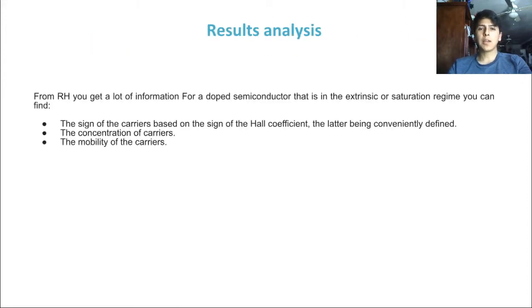The result analysis. From the Hall resistance, you get a lot of information. For a doped semiconductor that is in the extrinsic or saturation regime, you can find the sign of the carrier based on the sign of the Hall coefficient, the latter being conveniently defined. The concentration of carriers and the mobility of the carriers.